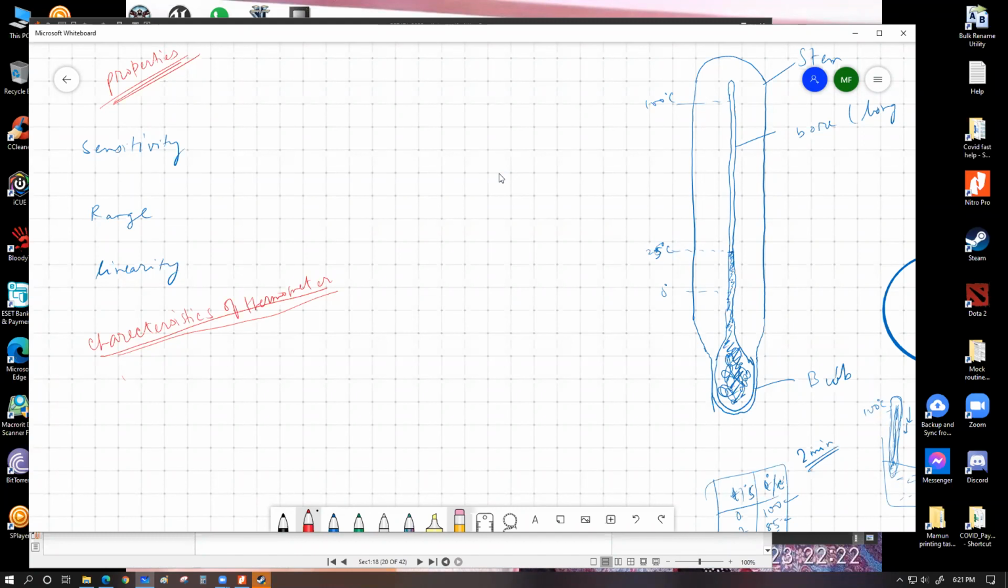There are multiple different physical property variations or physical changes, visible and achievable geometric or shape-wise, length-wise, diameter-wise or material-wise changes that we can bring about within a thermometer to control these properties. Those characteristics can be written over here.